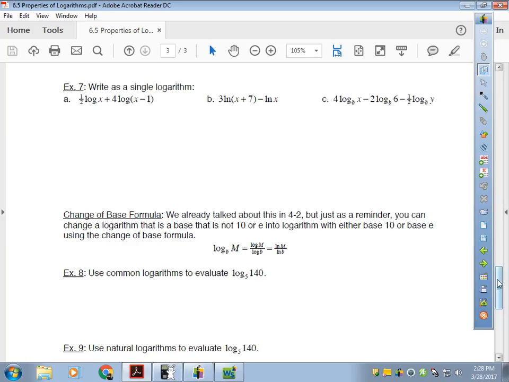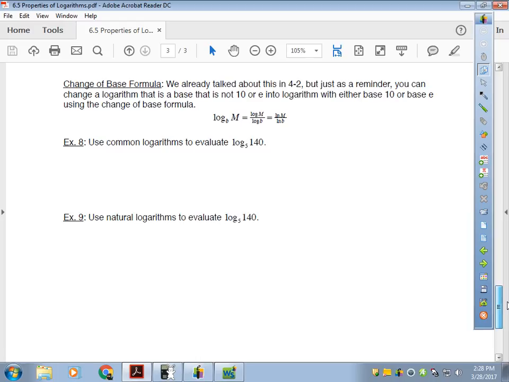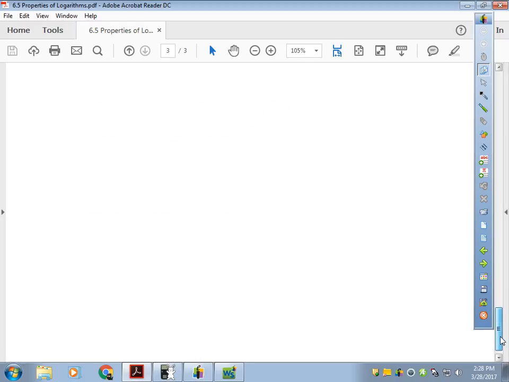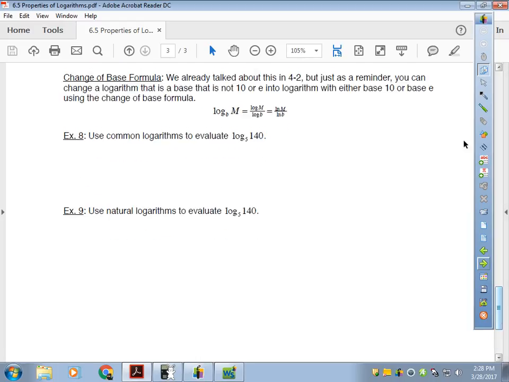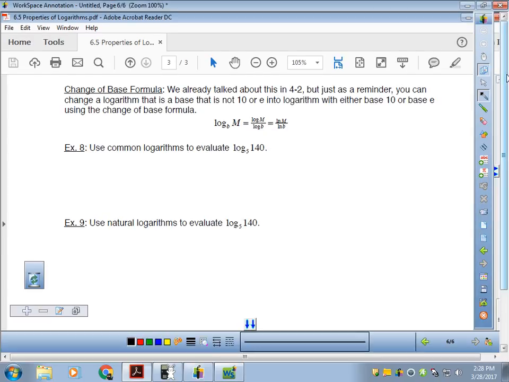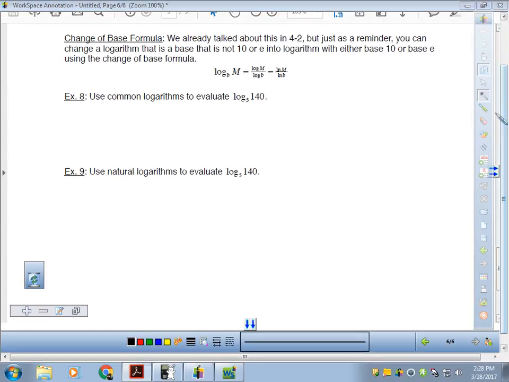All right. The last thing we're going to do is talk about the change of base formula. Yep, that's the last thing, right? Yeah. Change of base formula is a formula that allows you to take a logarithm that is in one base and change it into another base, which is useful for putting logarithms into calculators, because we can take a logarithm and rewrite it into either base 10, or we can rewrite it into base e, and then we can actually use our calculator.